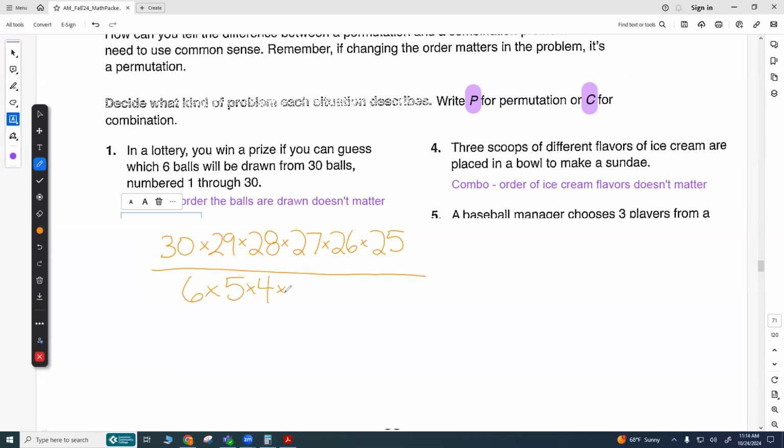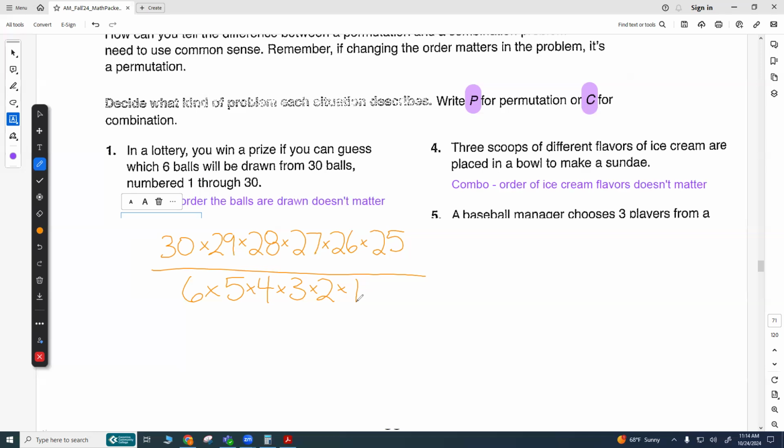Did anyone get an answer yet? If you were going to try and type all of this into your calculator, you would have to use parentheses and stuff. So I would just multiply your top numbers, multiply your bottom numbers, then divide. Did anyone get an answer yet? What did you get?